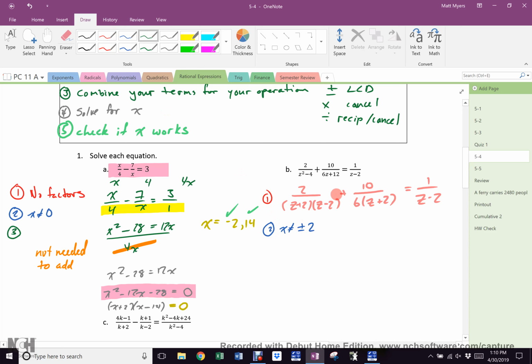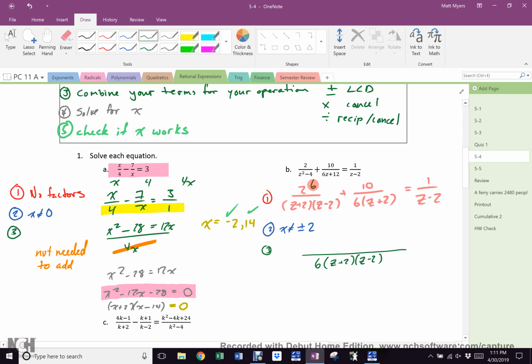We are adding, yes? So when we add, we need common denominators. Agreed? What is the common denominator? Six. Z plus 2, Z minus 2. Agreed? This term has what? I'll change it. This term is missing what part of the denominator? 6. So it needs a 6.